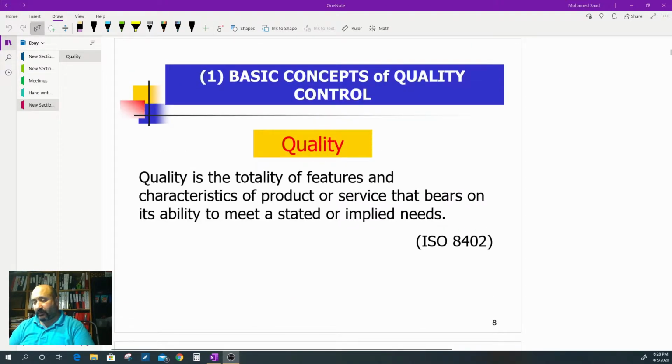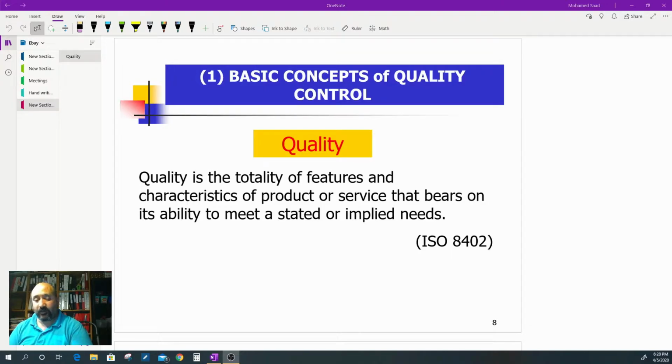Starting with some definitions, we'll say that quality is the totality of features and characteristics of a product or service that bears on its ability to meet stated or implied needs. That's according to ISO 8402. And that means when we talk about quality, it doesn't mean something good or something excellent. No, from the engineering point of view, it means the totality of features and characteristics of the product or service.